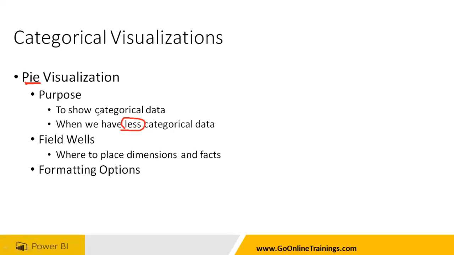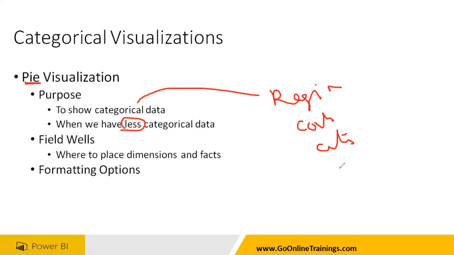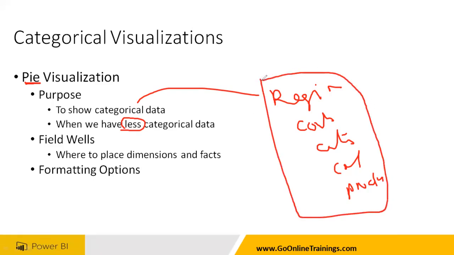But when you have a small amount of categorical data, category means it could be region-wise sales, or country-wise sales, or city-wise sales, or color-wise sales, or product category-wise sales. All these are called categorical data. Categorical means some dimensions. But remember, you should have less data.